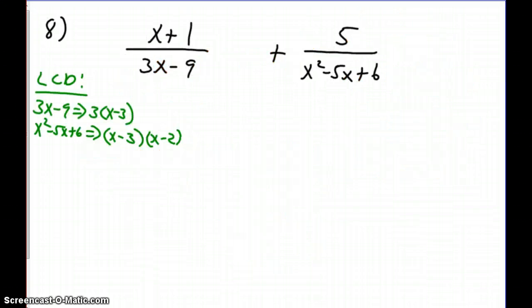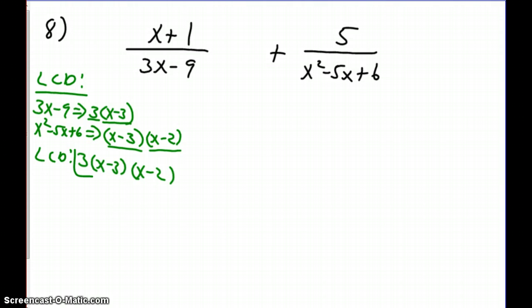Okay, problem number 8. We're adding again, so you have to find the least common denominator. Here's a 3. Are there any other 3's? No. You write one down. Here's an x minus 3. Any other x minus 3s? Yes, one right there. What's the most you got? 1. Okay, here's x minus 2. Are there any other x minus 2s? No. What's the most I got? 1. There's my LCD right there.